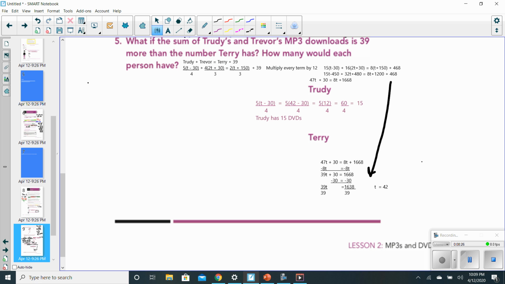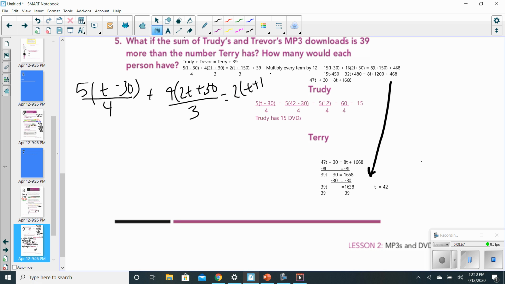Alright, so Trudy has 5 times (t minus 30) divided by 4. And Trevor has 4 times (2t plus 30) divided by 3, equals. So again, remember, we're trying to say, what if we added Trudy and Trevor together, and it comes out to equaling Terry, which is 2 times (t plus 150) over 3, but 39 more.